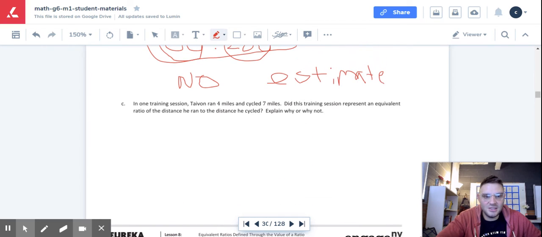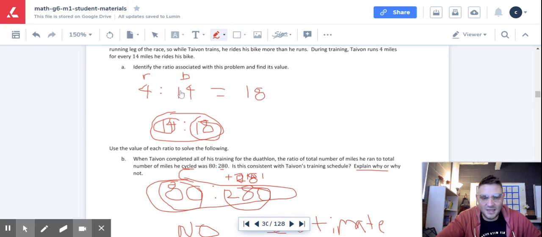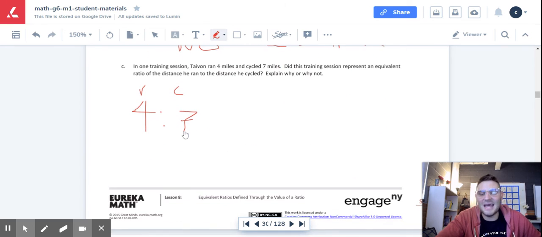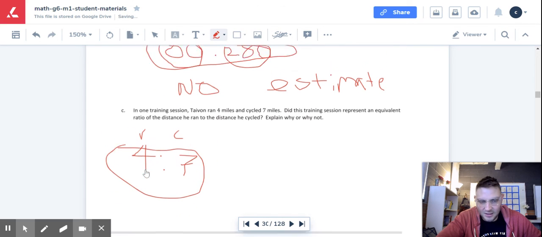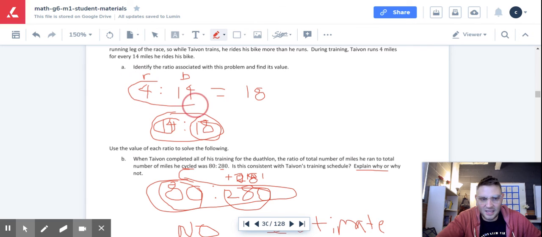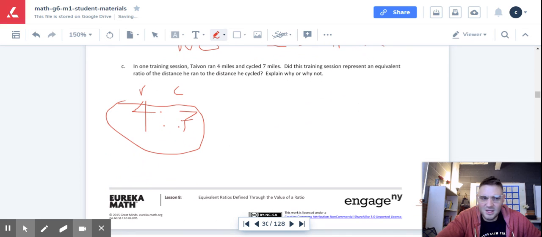C, in one training session, Tavon ran 4 miles and cycled 7 miles. Did this training represent the ratio of equivalent to the distance he ran to the distance he cycled? Explain why or why not. Well, up here, if he did 4 to 14. Down here, he did 4 to 7. Is that equivalent? It's actually not equivalent because you can tell right here, this ratio of running to cycling and this ratio of running to cycling, he ran 4 and ran 4, so the running stayed the same, but the cycling changed quite a bit. So I would say no, and you could see that they are not equivalent.